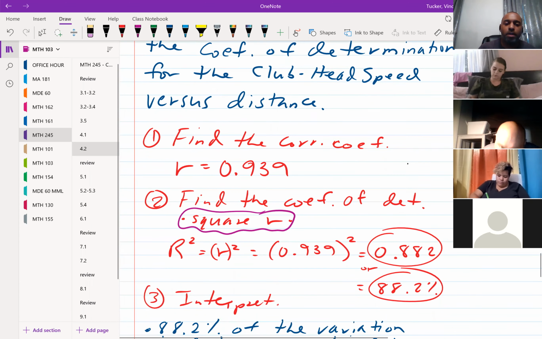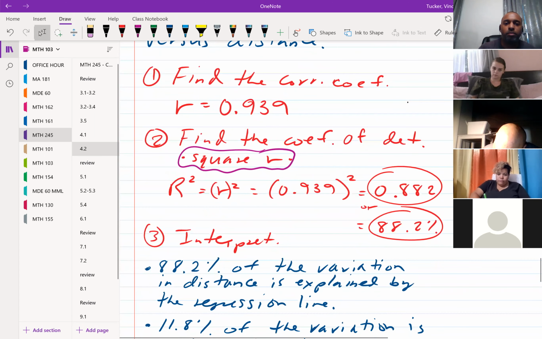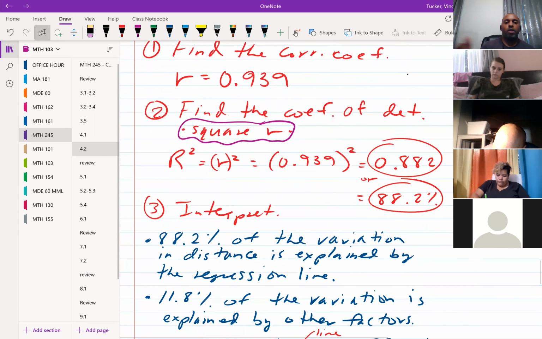And then from there, what does that mean? So that means 88.2% of the variation in distance is explained by the regression line. Subtracting that from 100, 11.8% of the variation is explained by other factors. So in other words, we're not perfect. Maybe you swung, twisted your hip more one time that you didn't the other time.